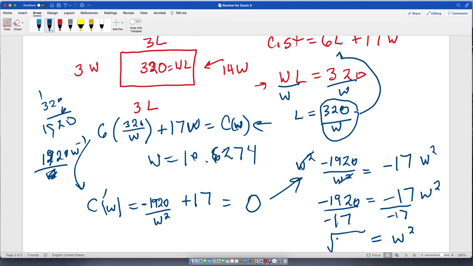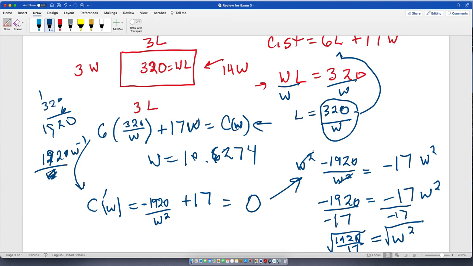So it's going to be the square root of whatever 1920 over 17 is. Okay, take that square root. And that'll get you to your answer too. And then again, use the calculator. We want to verify that that actually ends up being 10.6274.